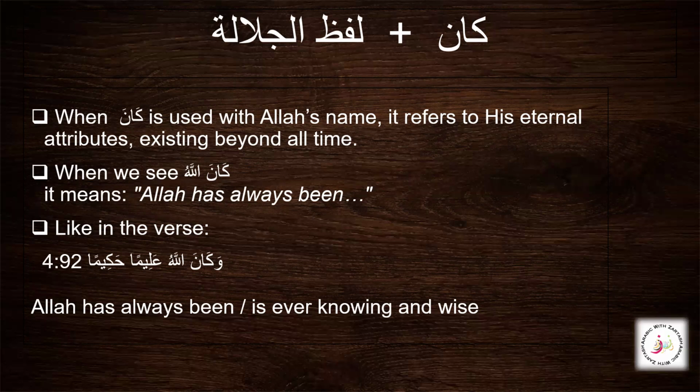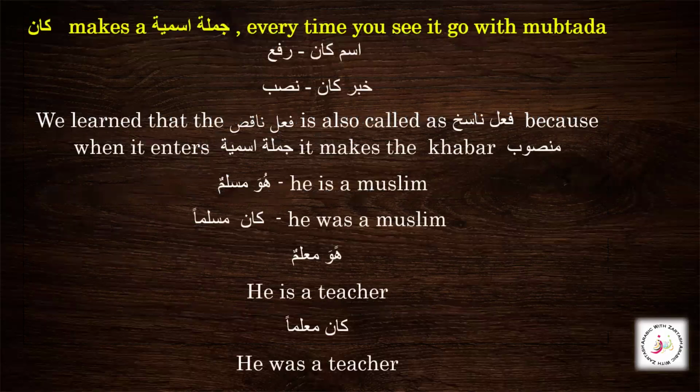like when Lafzul Jalala is used with Kana, it refers to His eternal attributes, and it is beyond all the times. It should be translated like Allah has always been, Allah is, Allah was, and He will be ever knowing and wise. Wa kana Allahu aliman hakima.